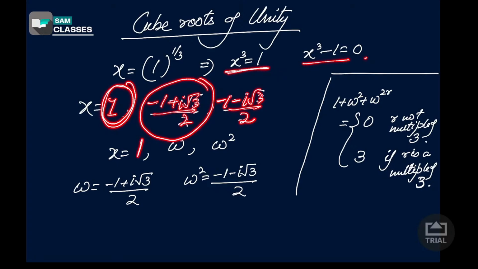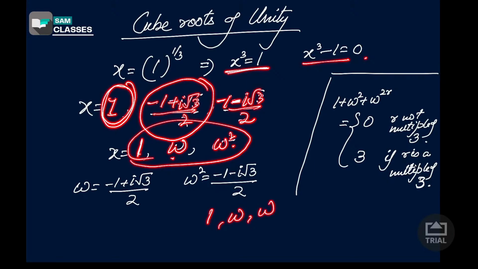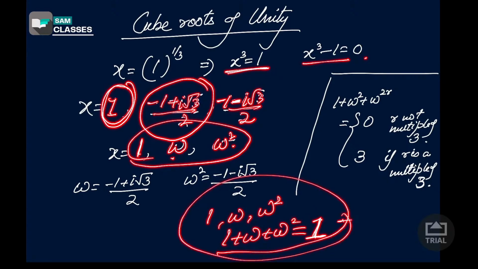So this is 1. This is called omega and this is omega square. The negative one is omega square, the positive one is omega. So the three cube roots of unity are 1, omega and omega square. If I add all three, 1 + ω + ω² is always 0. A lot of determinants and matrices questions, and other places, you will get this formula.